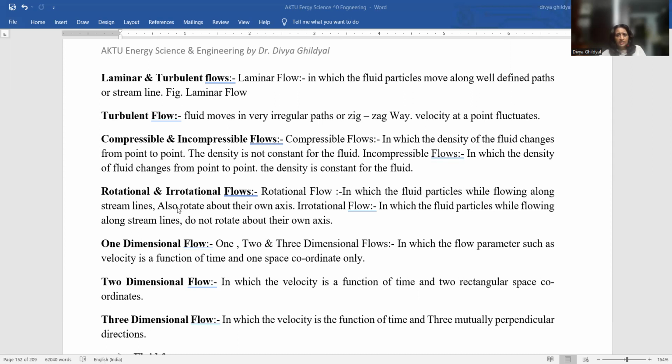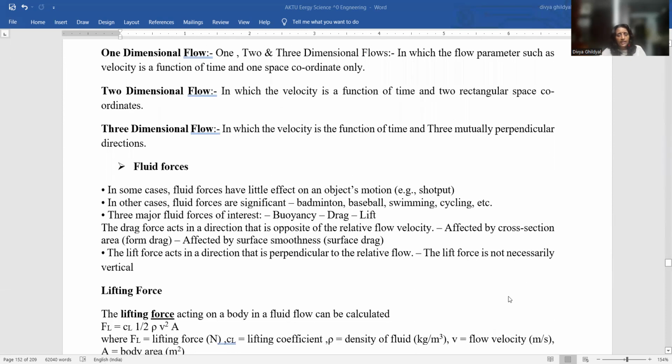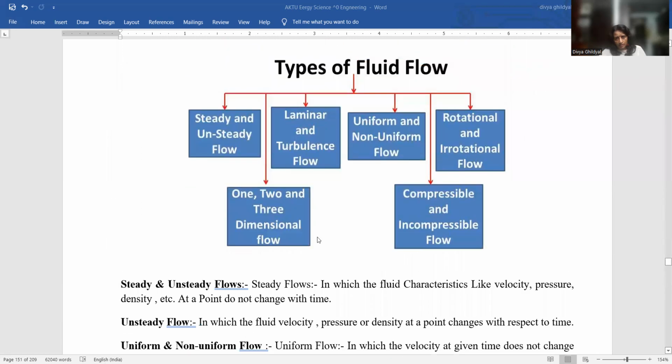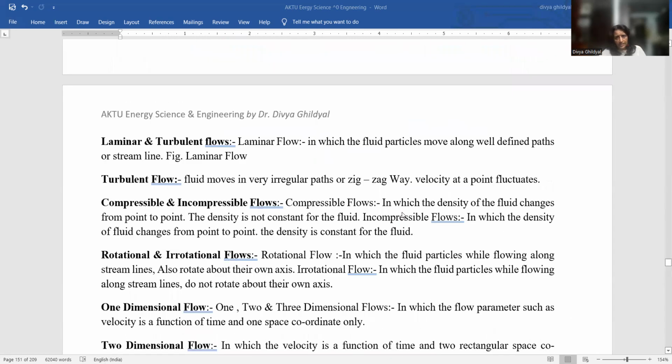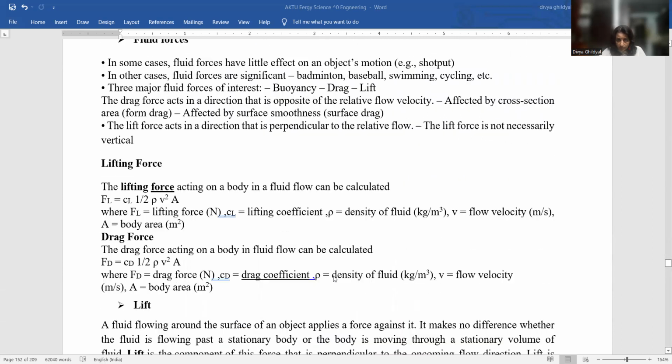One dimensional, such as water flowing through a single directional pipe. Two dimensional, where you have just spread the water, in which the velocity becomes a function of time and two rectangular space coordinates. And when it is taking three mutually perpendicular directions, then it is three dimensional flow. This is a big demarcation. You can accordingly see how many marks the question is and then write your answer.